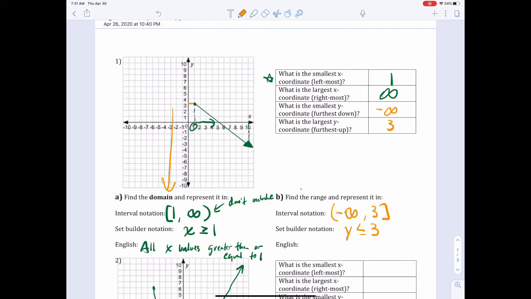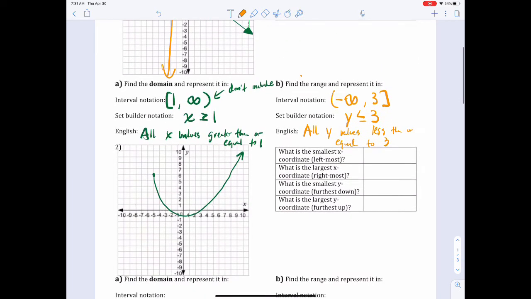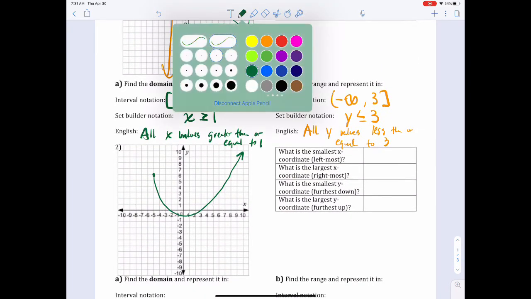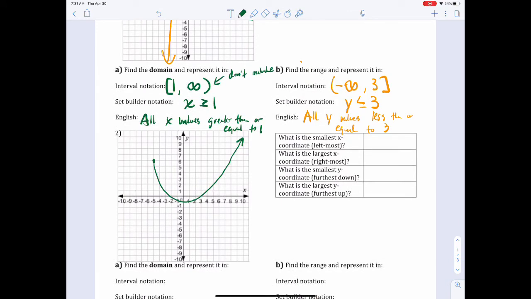All right, in English, it's all y values less than or equal to 3. All right, let's look at this next one here. You guys try to fill in the table at least, then we can try to do the notation together.